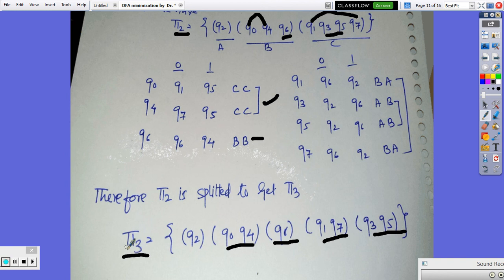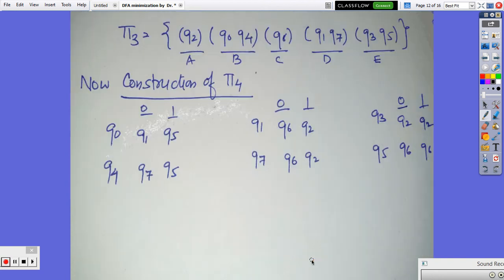Now in the same fashion we will keep on continuing the construction until we find that the new set is the same as the previous set we have already found. For example, this is pi 2, this is pi 3. If we get the same set here, that means we have to stop, and we have achieved our minimized DFA. Since the sets are not equal, we need to further split, and now we will find pi 4.